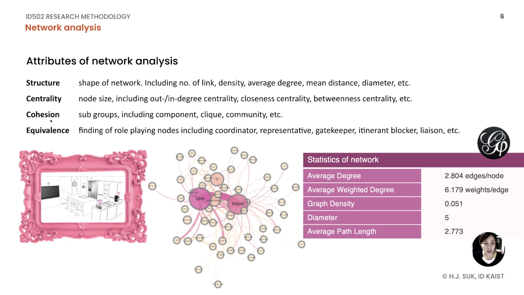And the third one is cohesion. Like this one, we have a user-centered group and a mobile-centered group. So whether there are some groups within one network. And the last one is to find the role of particular nodes, which is connecting many different nodes, or which has special characteristics. So it's called coordinator or representative or gatekeeper or itinerant blocker or liaison, etc.